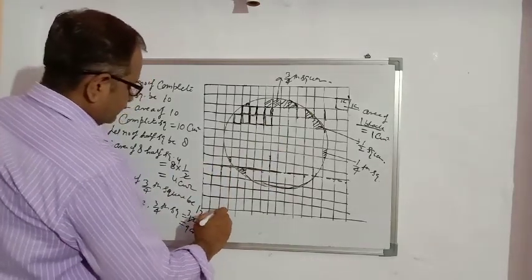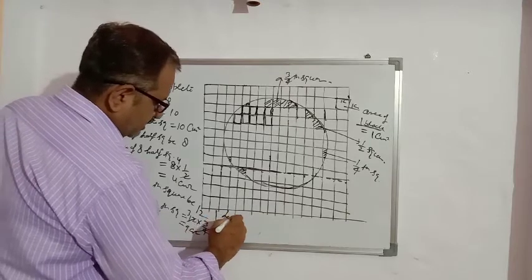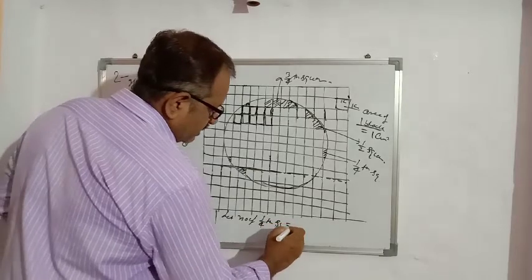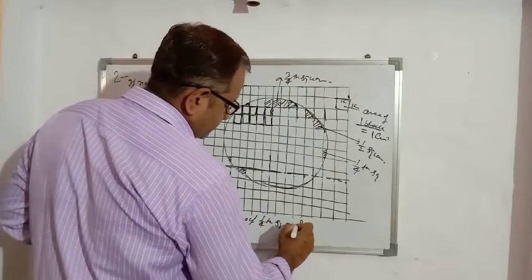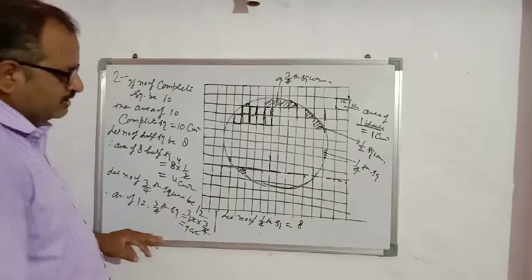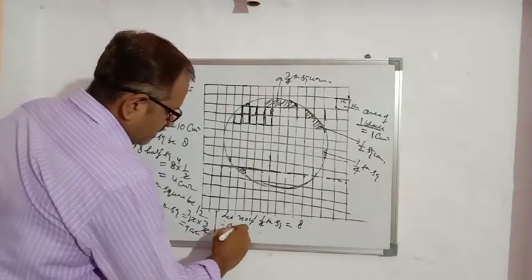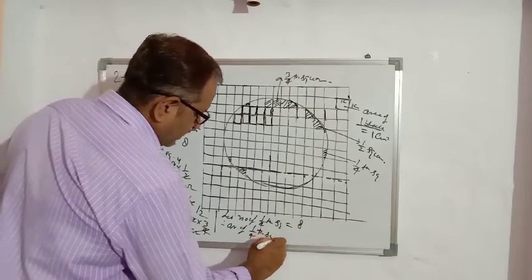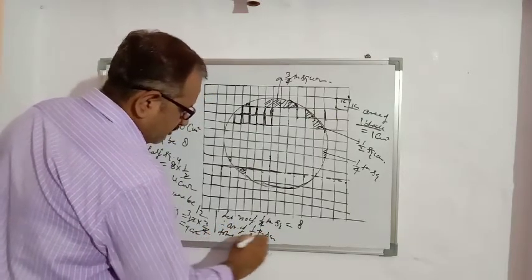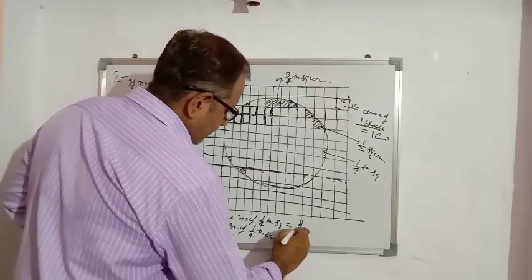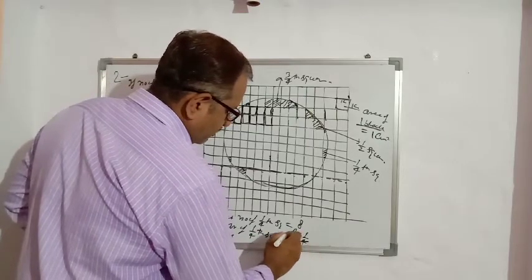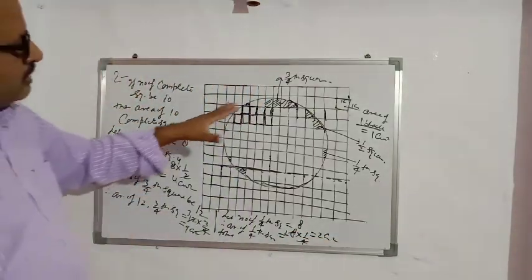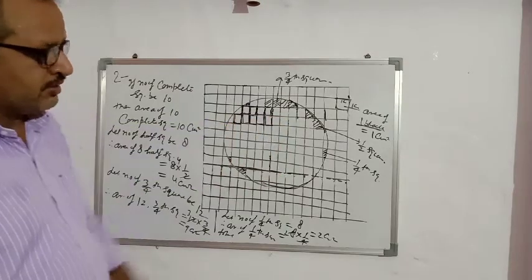Let the number of 1/4 squares be equal to 8. So the total area of the 1/4 squares will be 8 into 1 by 4. 4 2s are 8, so 2 centimeter square. So in this way, we will calculate the total area of this circular region.